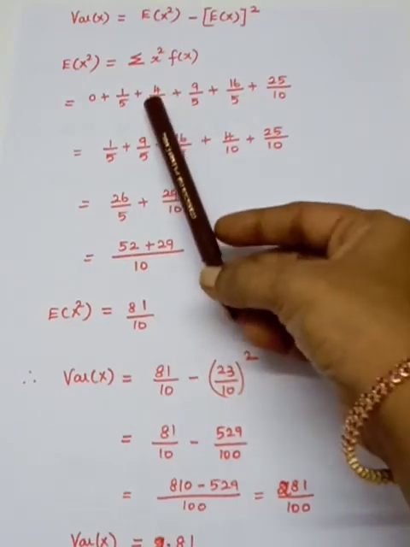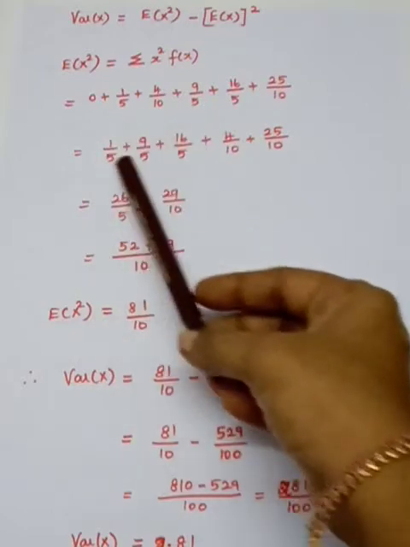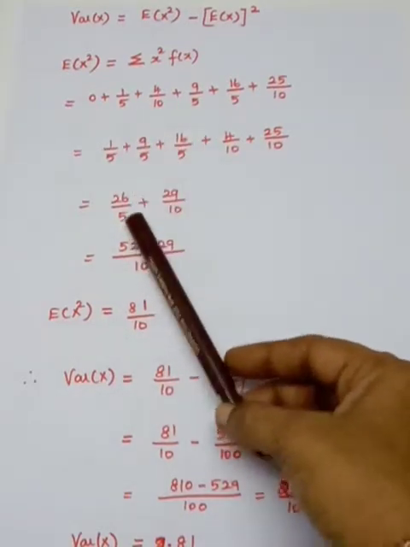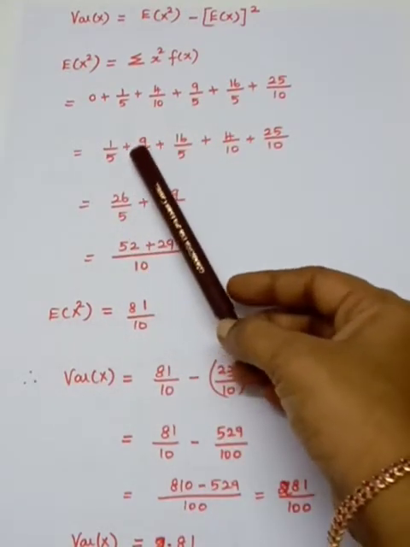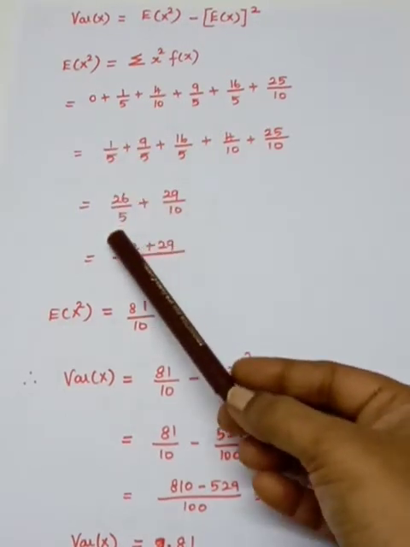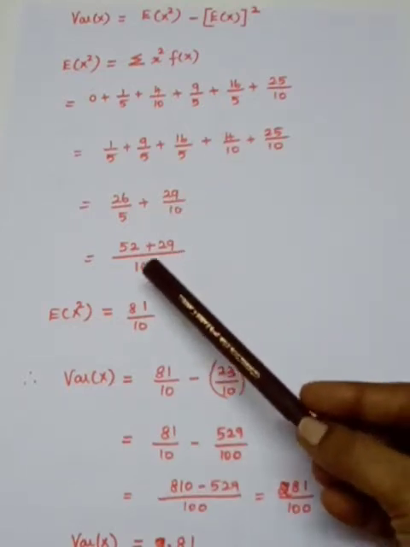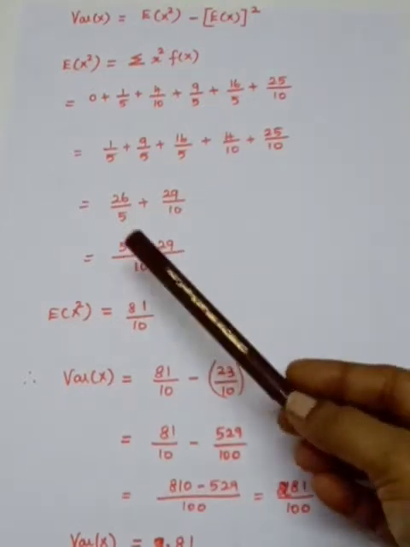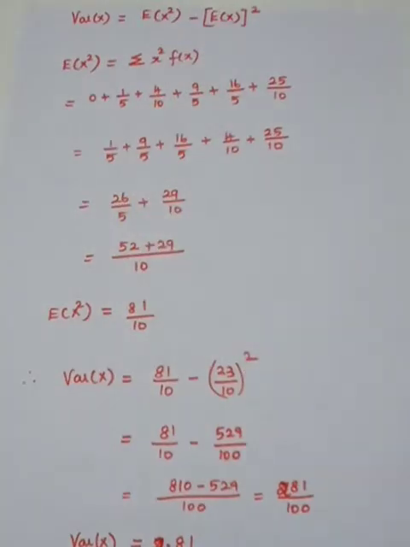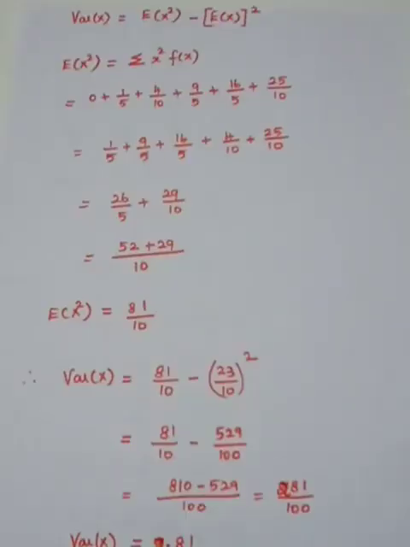written. The next one, 4 by 10 plus 25 by 10. So if you take LCM for these two terms it is 5. So when you add 16 plus 9 is 25. 25 plus 1 is 26. 26 by 5. Plus if you add these two, 29 by 10. Then take LCM. What is LCM? 10. So here it is 26 into 2, that is 52 plus 29, that is equal to 81 by 10. That we have found for E of x squared.